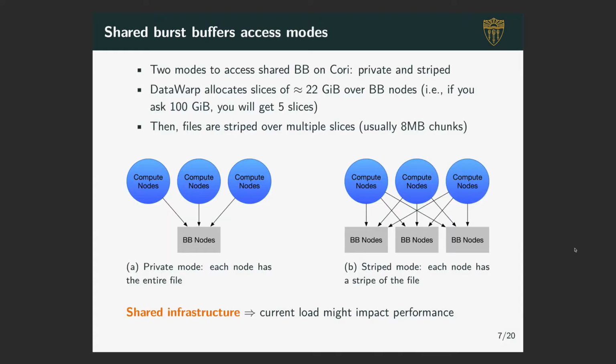The shared burst buffer design proposes two access modes. So you have the private mode and the striped mode. Basically in the striped mode, the files are striped over multiple burst buffer nodes. So a file is cut into many slices, and each burst buffer holds one slice. And in the private mode, you have only one burst buffer node that holds the whole file.